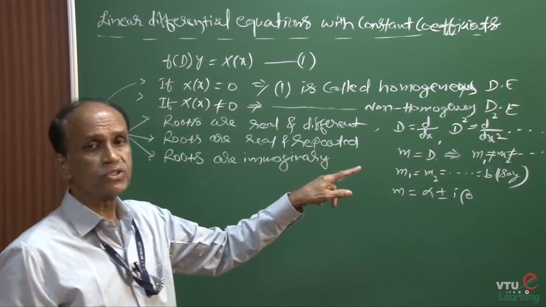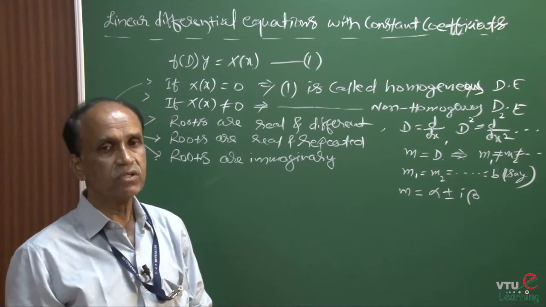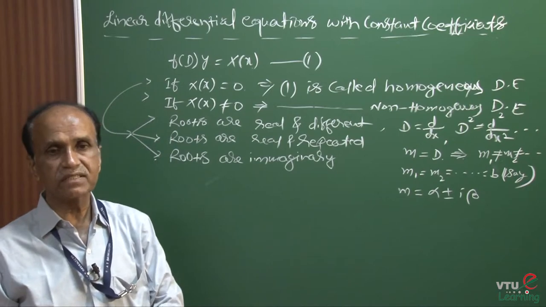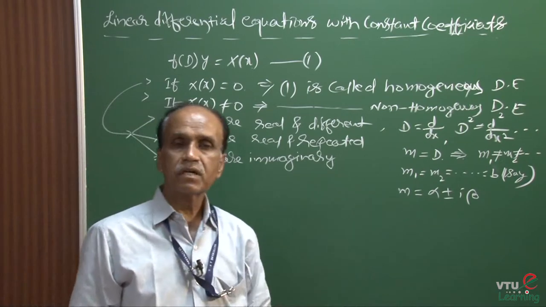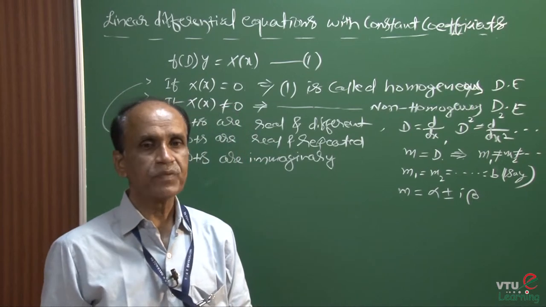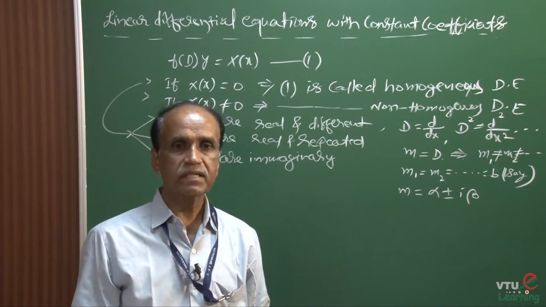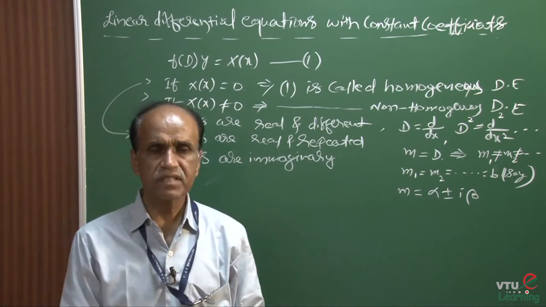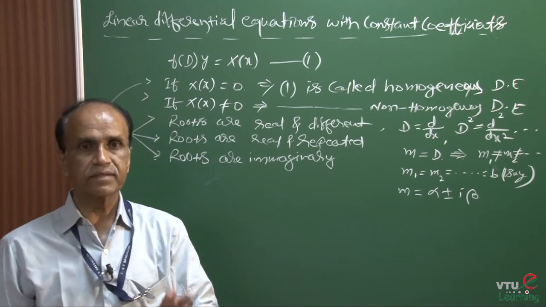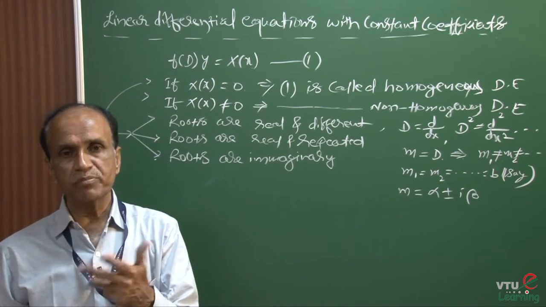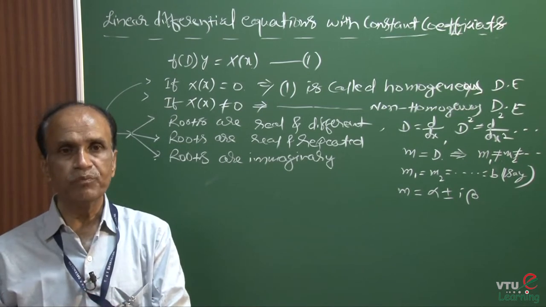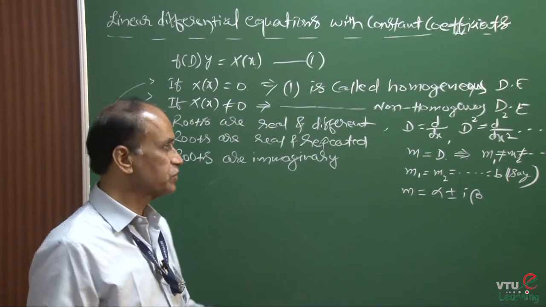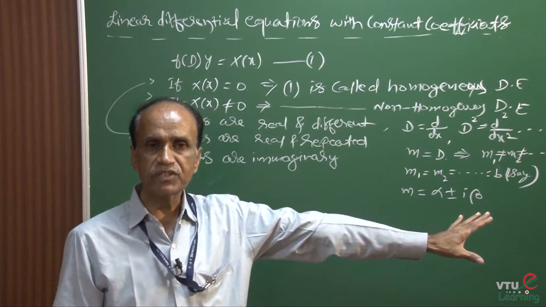According to those two roots, we write the solution, that is y equals c1 e to the power alpha plus i beta x plus c2 e to the power alpha minus i beta x. Then we use Euler's theorem from complex numbers, expanding e to the power i theta as cos theta plus i sin theta and cos theta minus i sin theta. After simplification, you will get the solution y equals c1 e to the power alpha x cos beta x plus c2 e to the power alpha x sin beta x. These two are the solutions we can represent for imaginary roots.